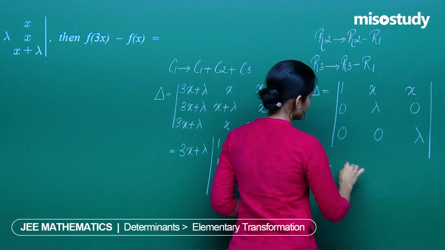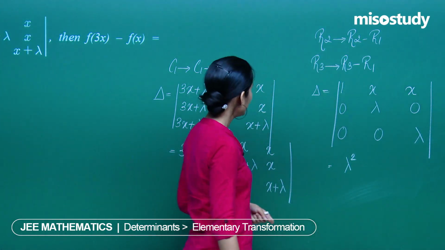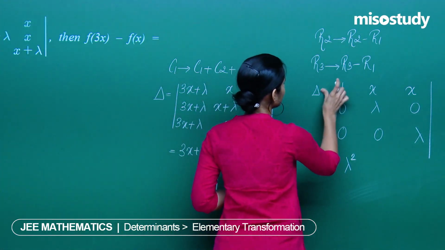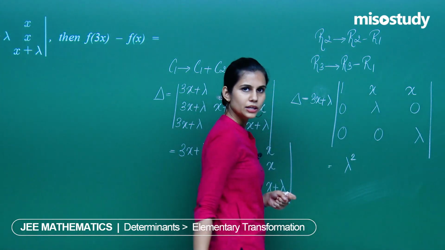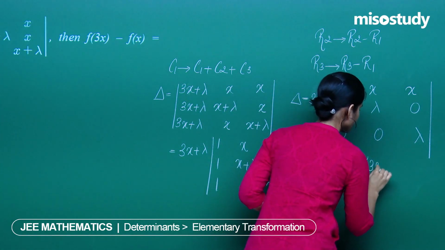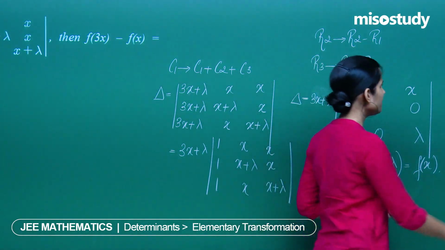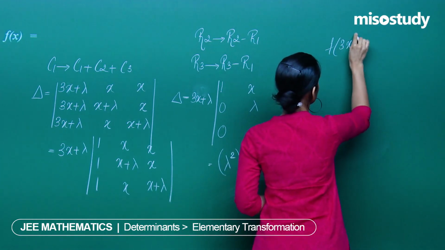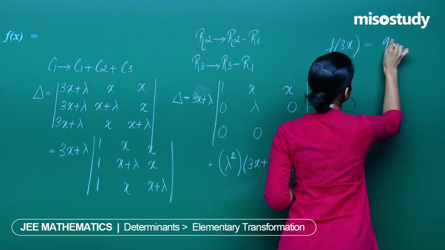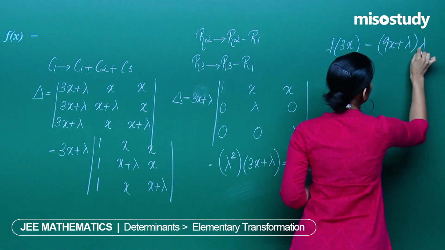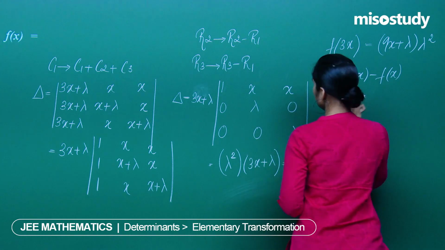What is this determinant? This is nothing but lambda square minus 0, which is lambda square. And outside you already have 3x plus lambda. Right? So you have lambda squared into 3x plus lambda as your f of x. So what will be f of 3x? In place of x put 3x, you get 9x plus lambda into lambda squared. Therefore, f of 3x minus f of x, that's what we need to find.